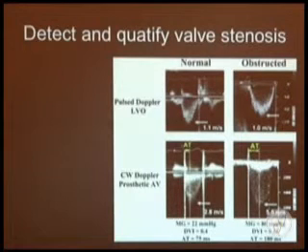Detect also the valve stenosis. This is a normal spectral display of the aortic valve, and this is the obstructive. You can see here the increase of the pressure gradient across the prosthetic valve.